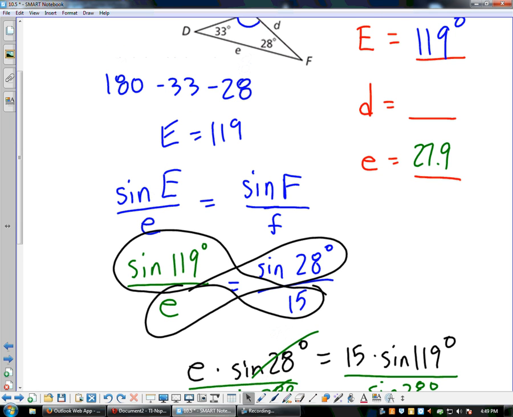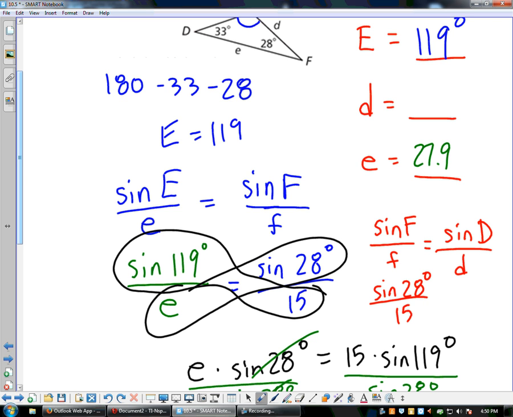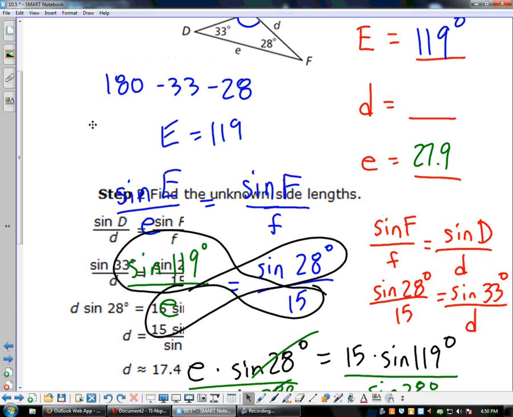So 27.9 is E, and now we will set this up one more time with the law of sines. We can say again, sine of angle F over side F equals sine of angle D over side D, because that's the one we haven't found yet. So we're going to say sine of 28 degrees over 15 equals sine of 33 degrees, that's angle D, over our missing side D. So if we take that, oh boy, that's not what I wanted to do.